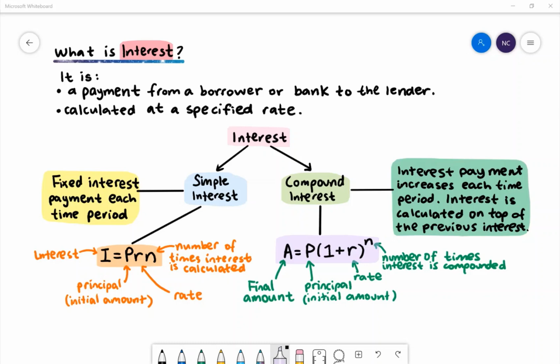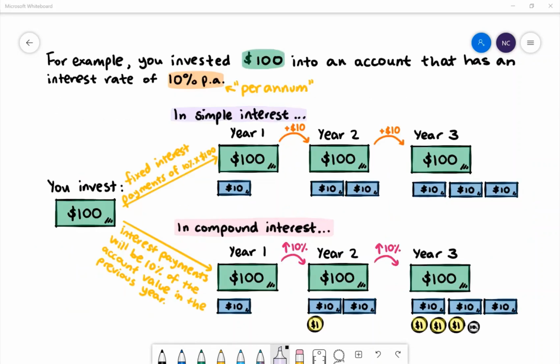Let's compare these two interest calculations. For example, you invest $100 into an account that has an interest rate of 10% per annum, which means per year. In the diagram, we have a $100 bill. In simple interest, each year you will get a fixed interest payment of 10% of your principal, which is $100. 10% of $100 is $10.